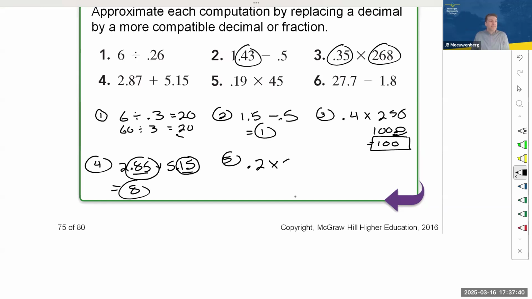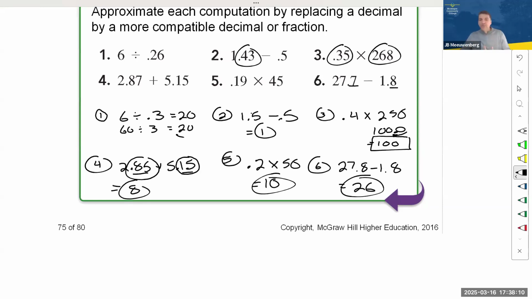For number 5, what did I do? 0.2 times 50. Well, I know 2 times 50 is 100, so 0.2 times 50 has to be 10 times less than that. 10. And then finally, number 6, I did 27.8 minus 1.8. Those decimal places there, just make them the same. And then I take away the 0.8 and I take away 1, and I'm left with 26. So again, I think it's really important that we know that there's no one perfect way to do those. You're just looking for numbers that work well together for whatever operation it is that you are doing.